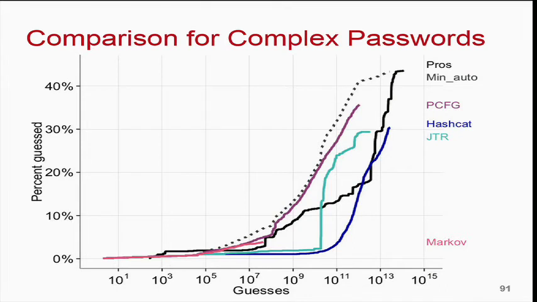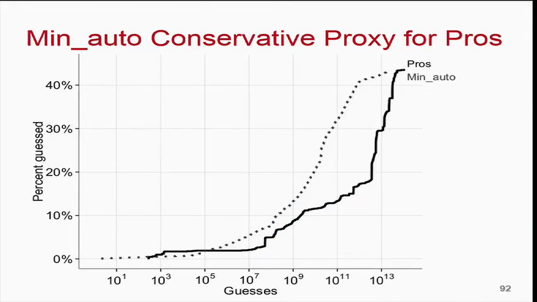So just to make this clearer, let me remove the other lines. Right? So we see, basically, grad students, if they're using all these approaches in parallel and configuring these tools effectively, can be a pretty conservative proxy for the pros. And we found similar results for the other password sets we examined.